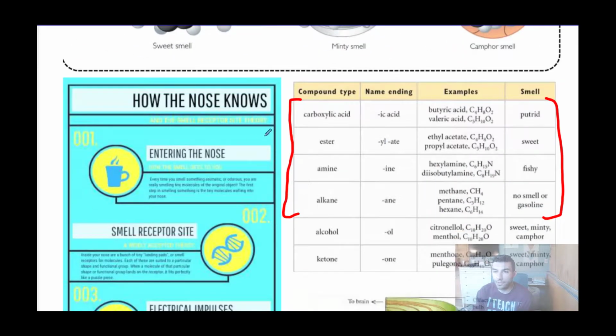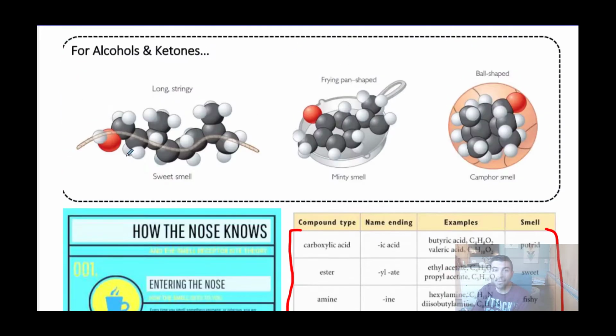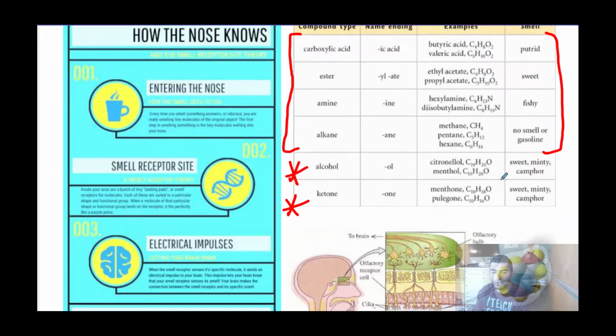So the important thing here is that for many of the functional groups we ended chapter 6 with, it's good enough to use the functional group to sort the smell category, because for the majority of those molecules they will fit into one category. Carboxylic acids the majority of the time will be putrid. Esters the majority of the time will be sweet. But for alcohols and ketones, we have to go one step further and look at the shape. So if I identify an alcohol or ketone functional group, we have to go and look, is it long and stringy, in which case it will be sweet? Is it frying pan, in which case it will be minty? Or is it ball shape, in which case it will be camphor smelling?